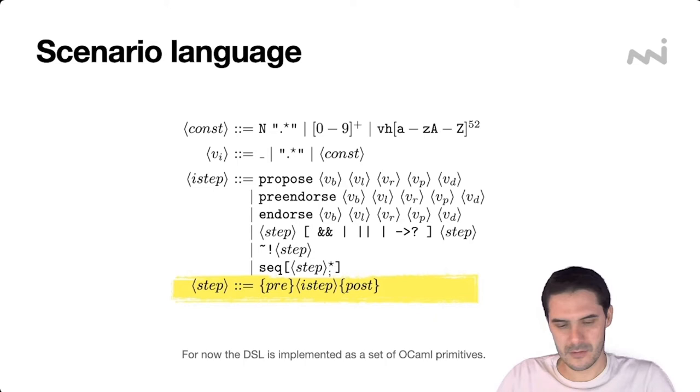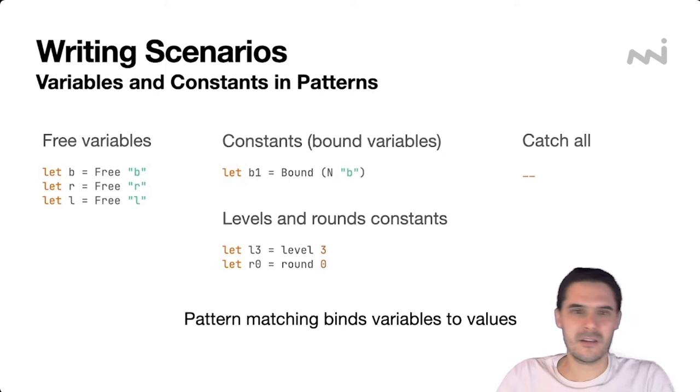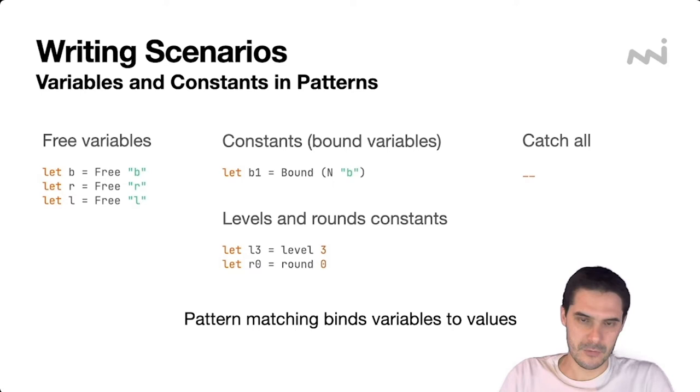So here is how we write variables and constants. The free variables are just a free constructor with a string. A constant is a bound variable. So in this case we have B1, which is bound to the string B, the baker B. We have this catch-all pattern, which is two underscores. For levels and rounds, there are special functions to construct them. So here we declare the level variable for level 3 and the variable for round 0. And pattern matching binds the variables to values in the rest of the scenario.